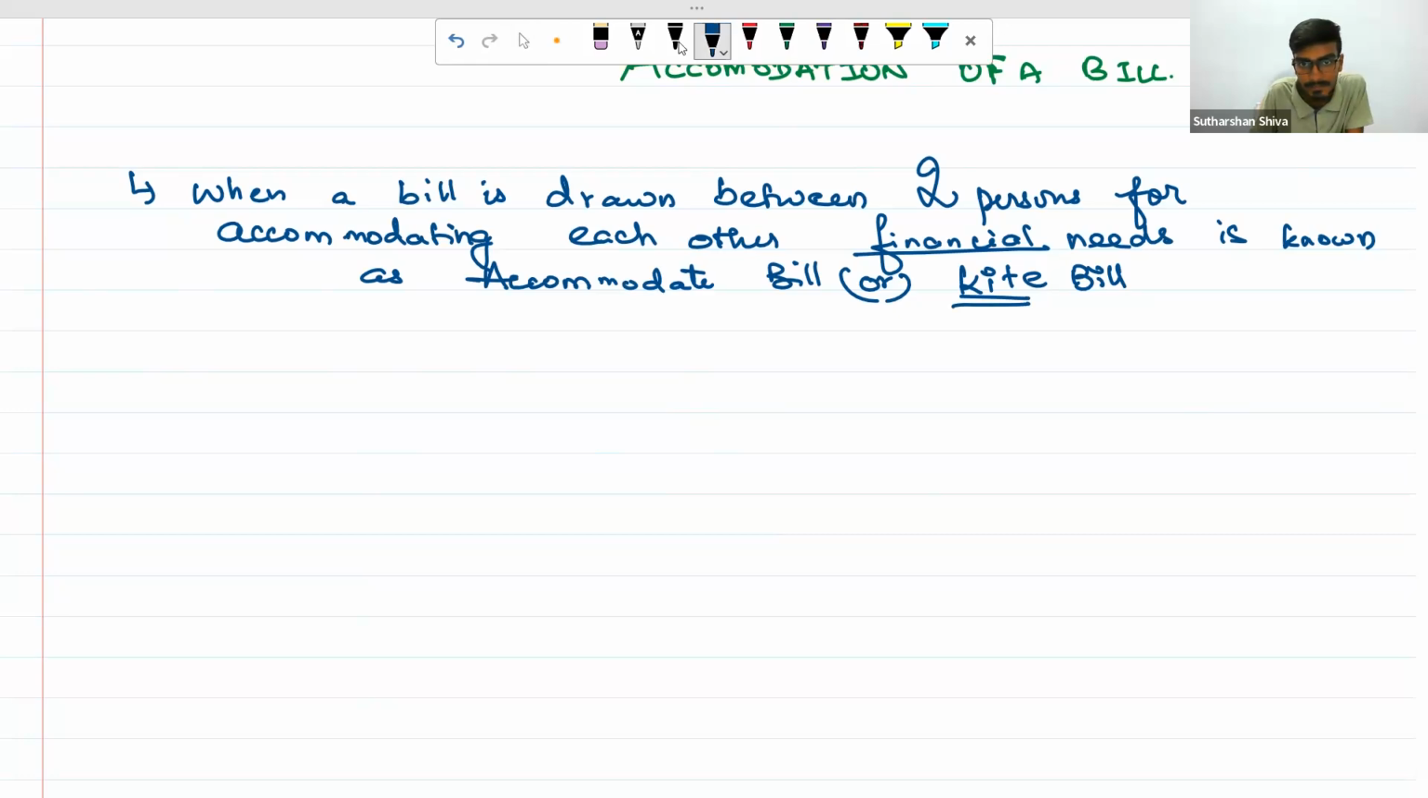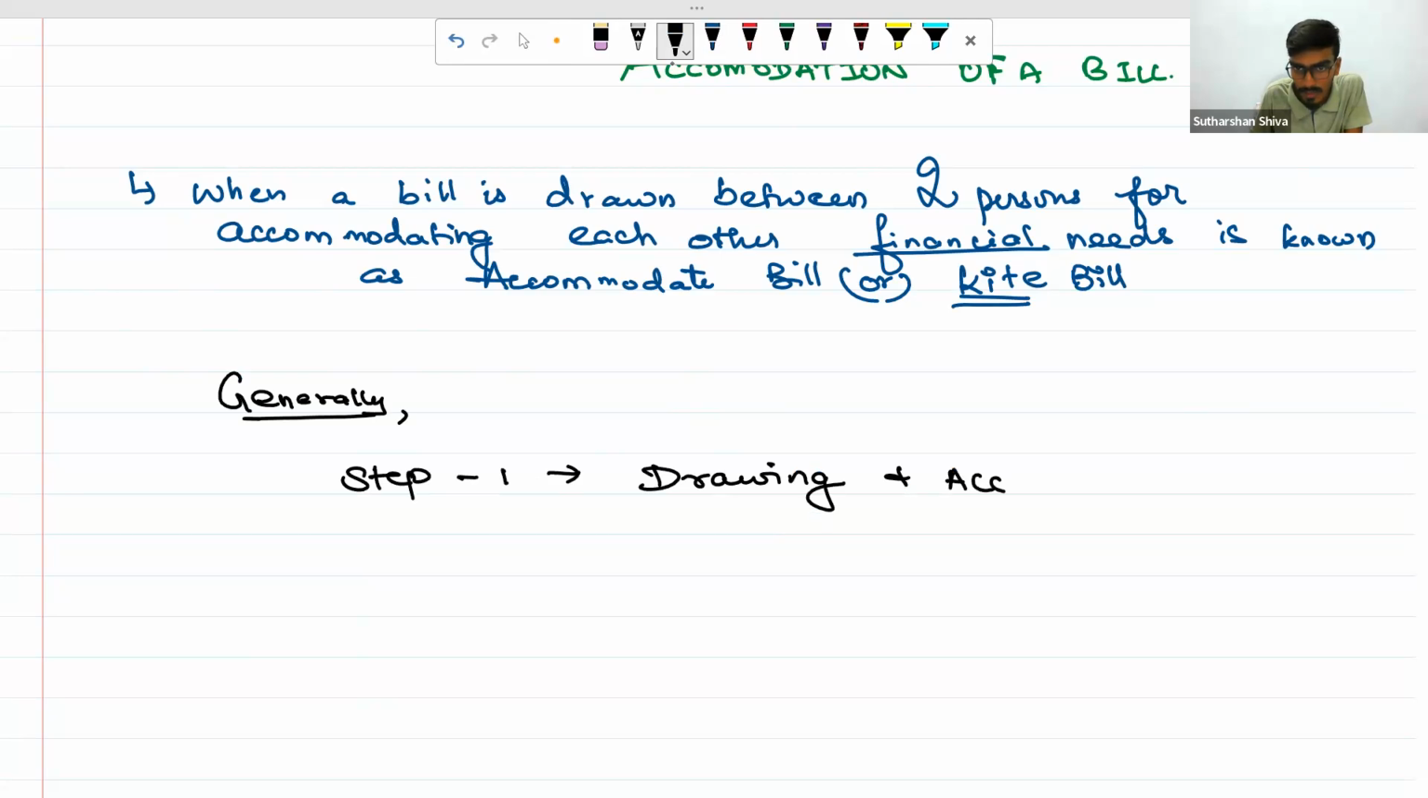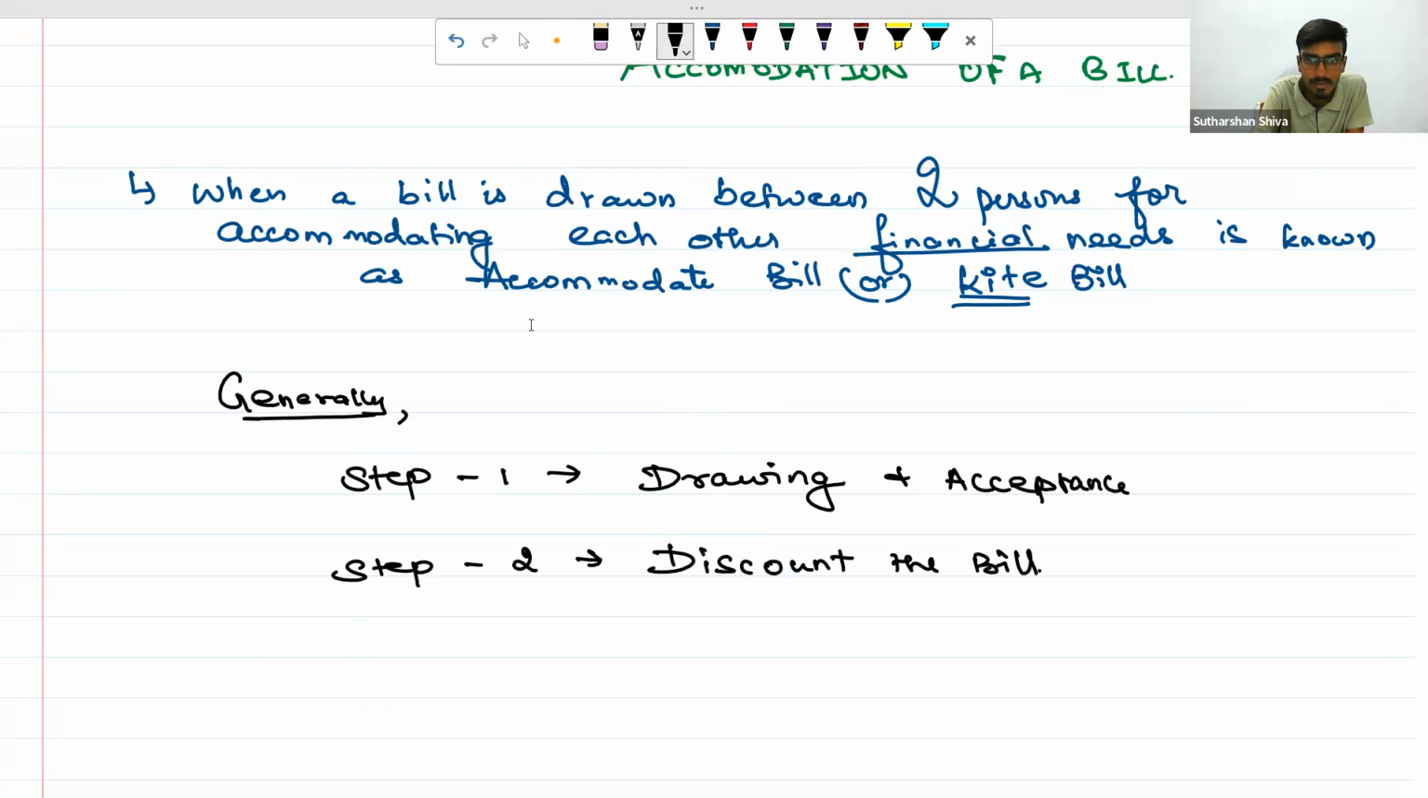Listen. Generally, it will work in such a way that in step 1, you will draw a bill and wait for an acceptance, and once you get the acceptance, you need to pass an entry for that. In step 2, you will discount the bill. Always, on the accommodation bill, you will only do discounting in step 2.